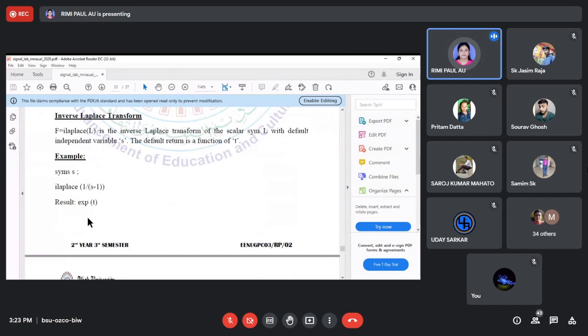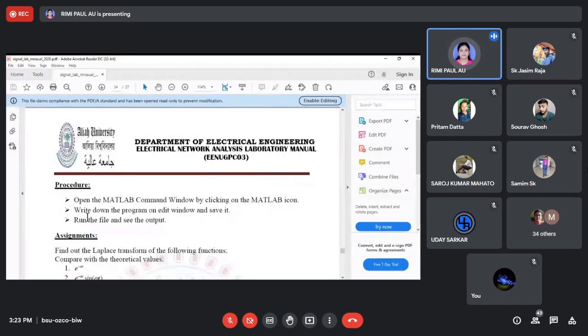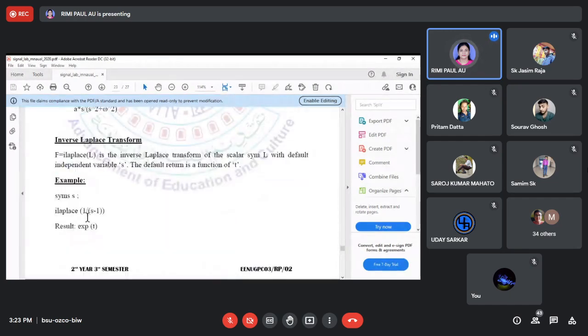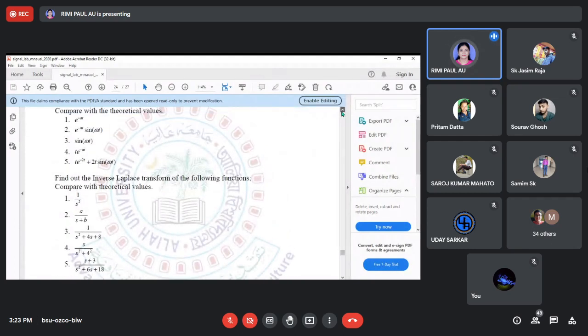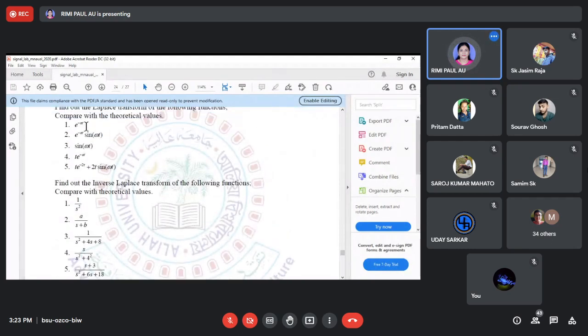Here there is no need to write the procedure, no need to write these things. You will start from this number 1, and you will solve. Initially you will keep some place for theoretical value, and then you will solve the problem practically. So you will write the program and you will write the answer.